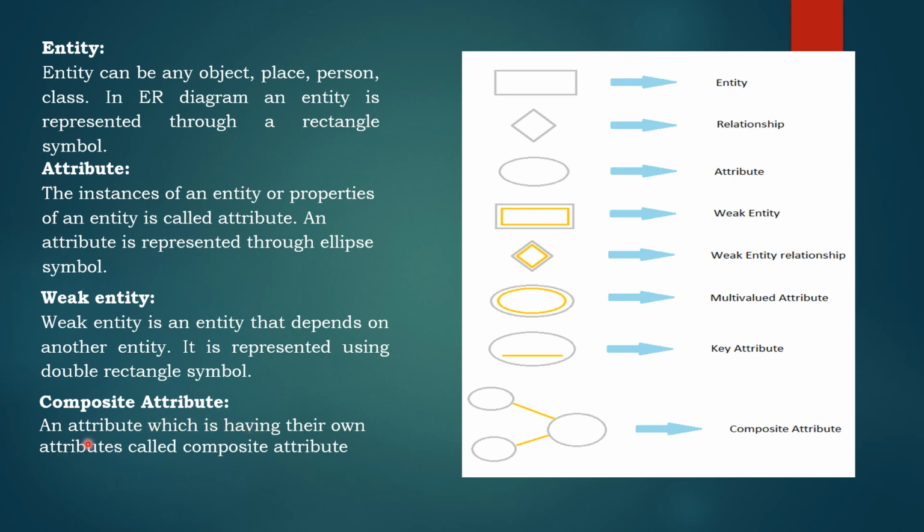Composite attribute: an attribute which is having their own attributes. For example, address. Address is formed with a street number, area numbers, pin code, and the district. So these are the values together formed as one attribute. Such attributes are called composite attribute.